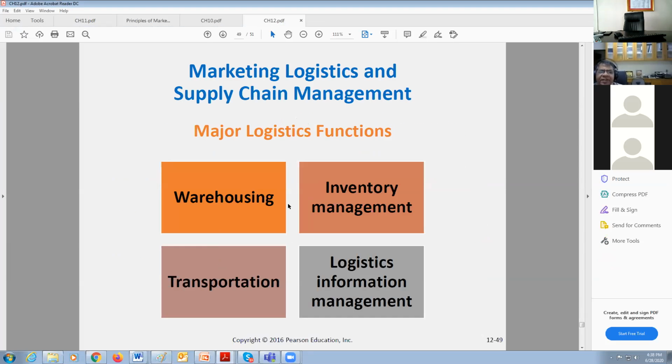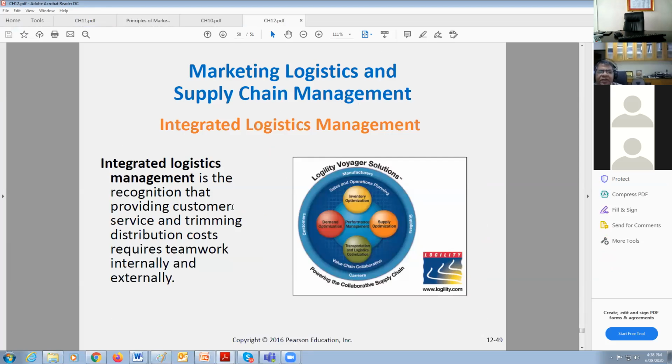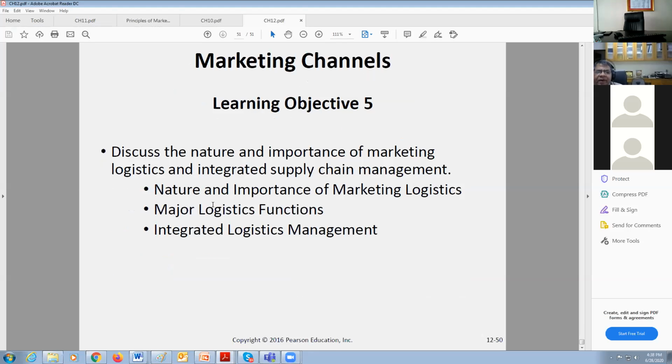Major logistic functions: warehousing, inventory, transportation, logistic information system. So integrated logistics management is the recognition that providing customer service and trimming distribution cost go together. This is a very, very important strategy you need to follow. Finally, nature and importance of marketing logistics and major logistic functions are associated with this.